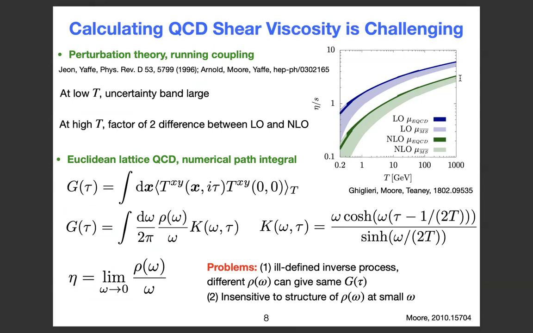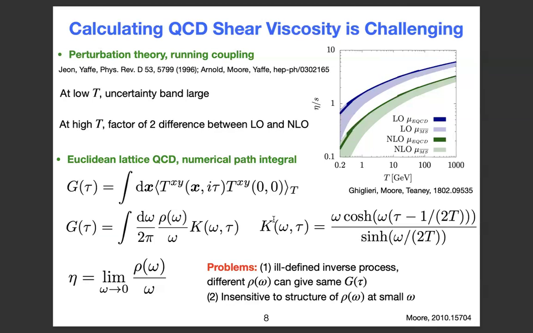And then how about non-perturbative methods in QCD, like the Euclidean lattice QCD approach? In this way, we analytically continue the real time to imaginary time tau, and then evaluate this imaginary-time correlation function of T_xy on the lattice. On the lattice, we directly calculate this correlation function. But to get the shear viscosity, we need to do an inversion problem here. So G(tau) can be calculated on the lattice, but the physics is included in the spectral function rho(omega) here. So we need to invert this integral expression to get the shear viscosity.